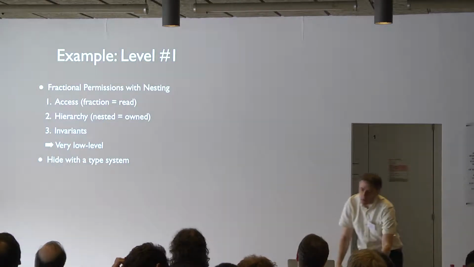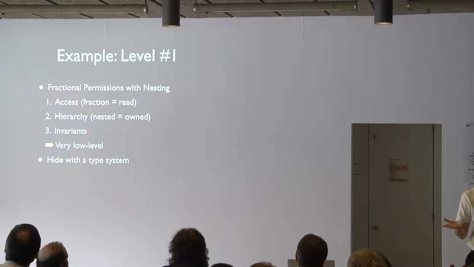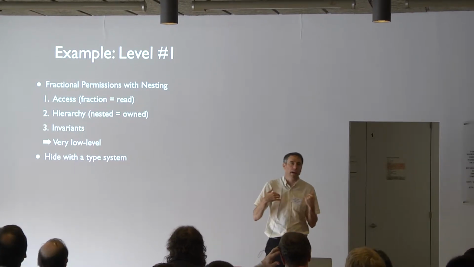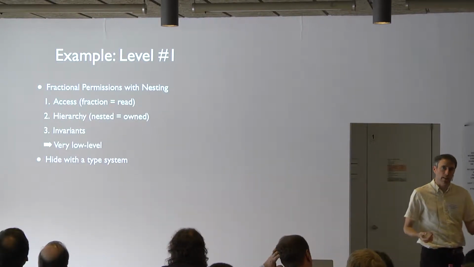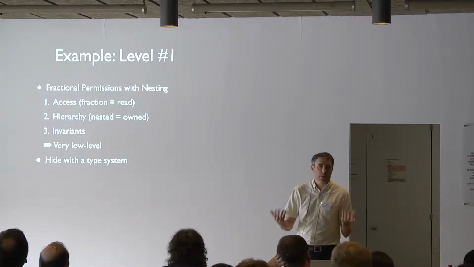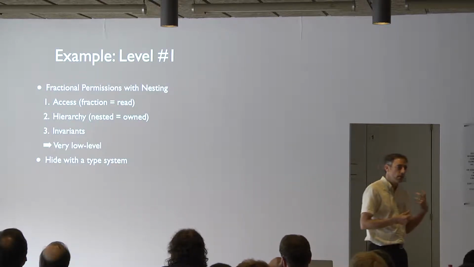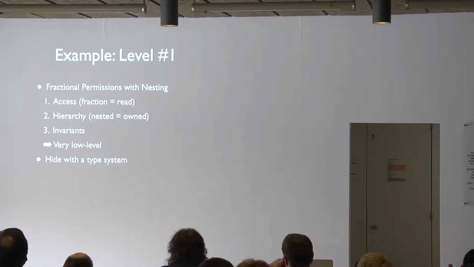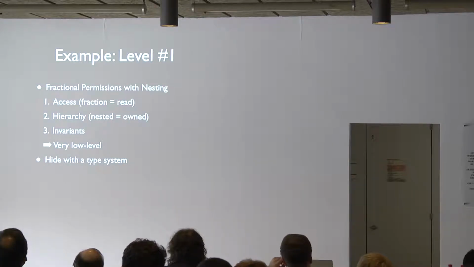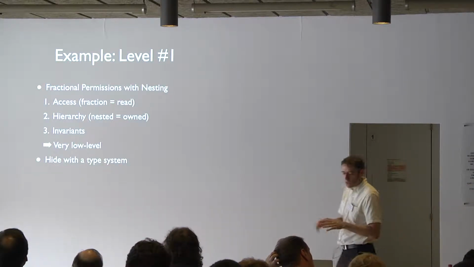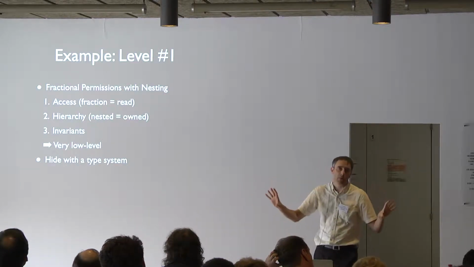So let's look at the example on the first one. I propose this model of fractional permissions with nesting. Fractions allow us to specify read permissions as opposed to write permissions. That's the access part. The nesting gives us the concept of hierarchy, which can express ownership ideas. And then we have the idea of invariants, which are propositions that are going to be true about the state of the program as long as you have permission to access that state. If you have permission to access it, the invariant will be true. If you don't have permission to access it, you shouldn't be asking about whether it's true or not. So it's very low level, and the ideal here is we hide it with a type system.